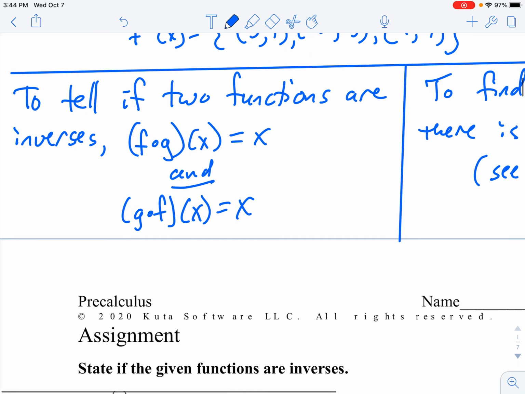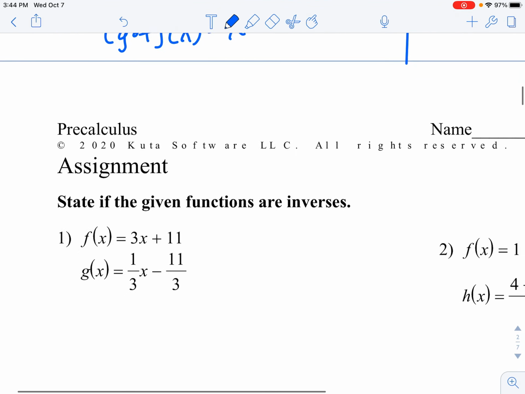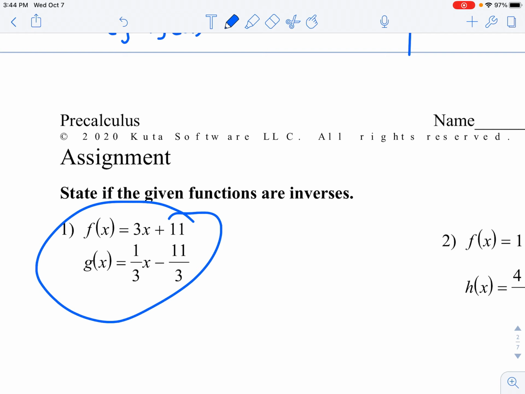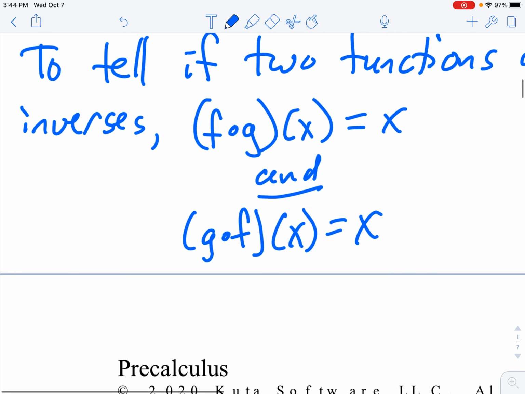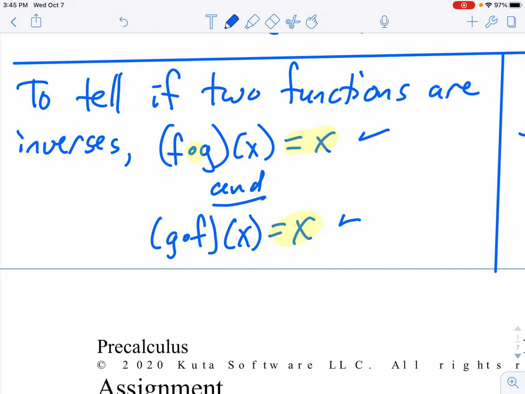Now, if you're given two functions, I'm talking about actual equations now, and you're asked to state whether they are inverses, you have to do two things. You have to compose, remember that this little symbol means compose, f of g of x and g of f of x. If they both simplify to equal x, then they are inverses. But if either one of these does not simplify to equal x, then no, they are not inverses.